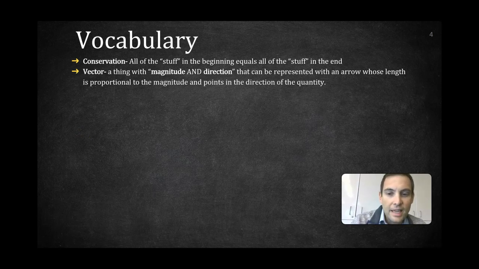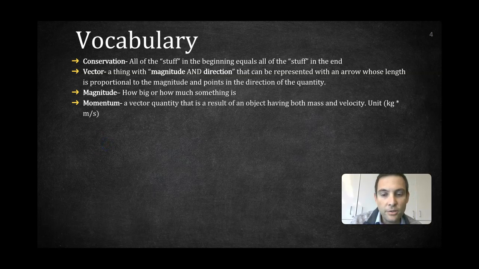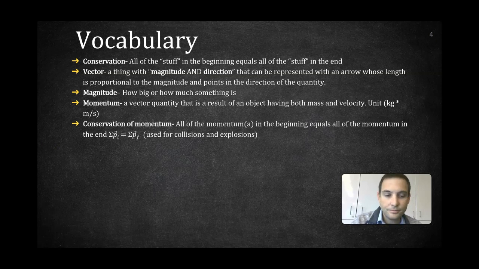Remember, a vector is a thing with a magnitude and direction that can be represented with an arrow whose length is proportional to the magnitude and points in the direction of the quantity. Magnitude means absolute value, how big or how much something is. Momentum, a vector quantity that is the result of an object having both mass and velocity. The unit is the kilogram times meter per second.